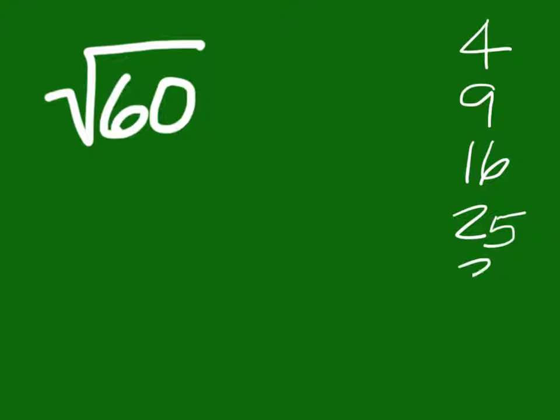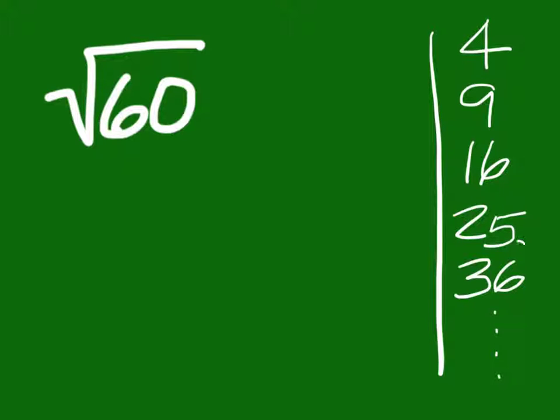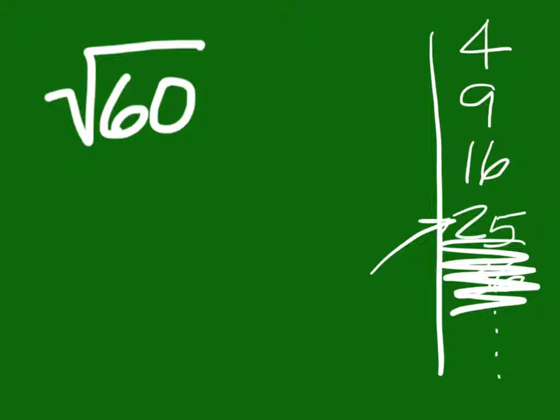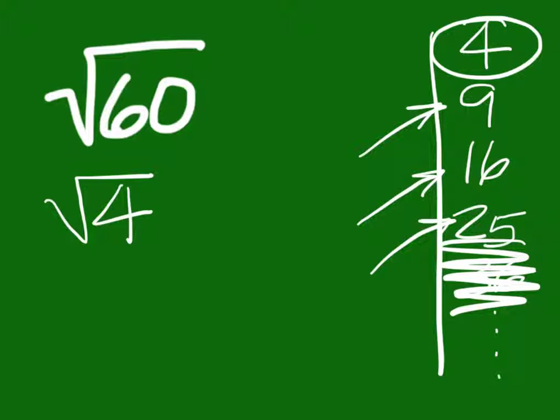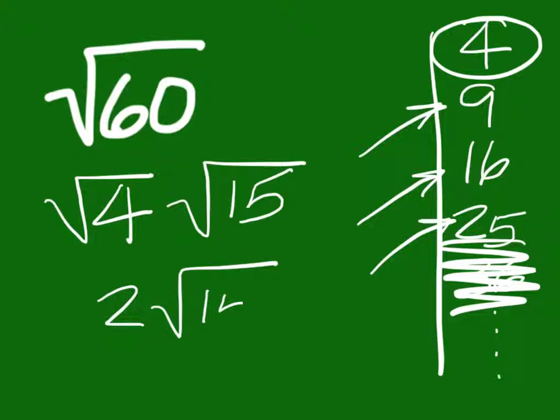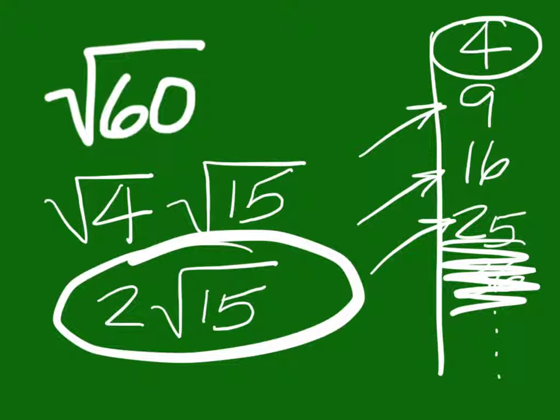Example 2. Square root of 60. Again, the perfect squares are 4, 9, 16, 25, 36, and on out. Half of 60 is 30. So anything over 30 in this list, we're not even going to look at. So scratch out 36. Will 25 go into 60 evenly? No. How about 16? No. What about 9? No. So we're left with 4. How many times does 4 go into 60? 15 times. And the square root of 4 is 2. So 2 square root of 15 is the final answer.